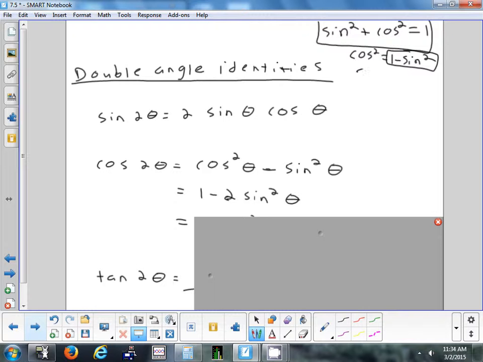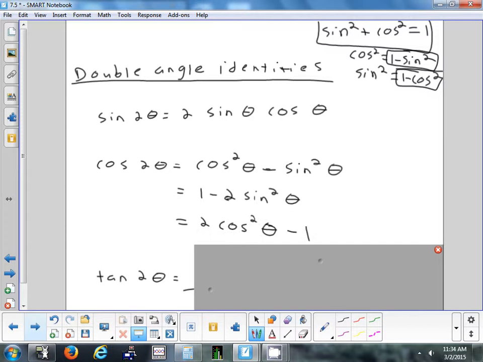Likewise, if you solved it for sine squared, sine squared is 1 minus cosine squared. If you plugged this in for sine squared, you could get the third version. So they're all really the same thing, just rewritten a little bit. But it uses the Pythagorean identity I taught you last week.